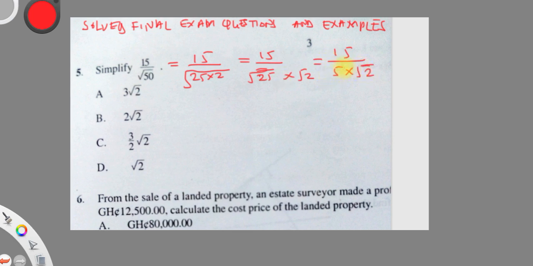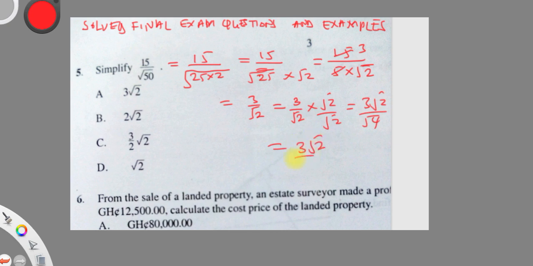Yes, then 5 can go into 15 3 times. So this is equal to 3 over square root of 2. So we have to rationalize this, because you don't have any answer like that. So this is the same as 3 over square root of 2 times square root of 2 over square root of 2. So this is equal to 3 root 2 all over square root of 4, which is 3 root 2 all over 2, which is the same as 3 over 2 root 2. What is the answer?